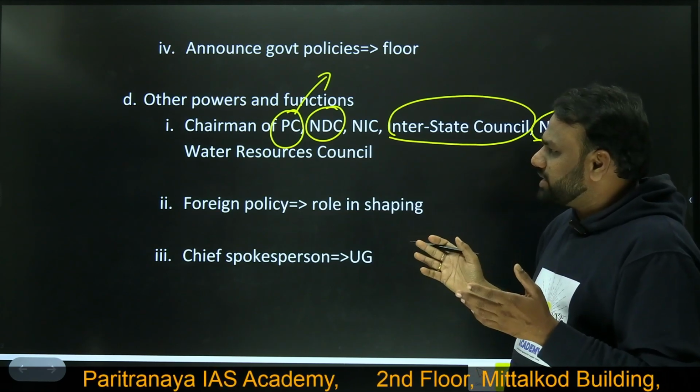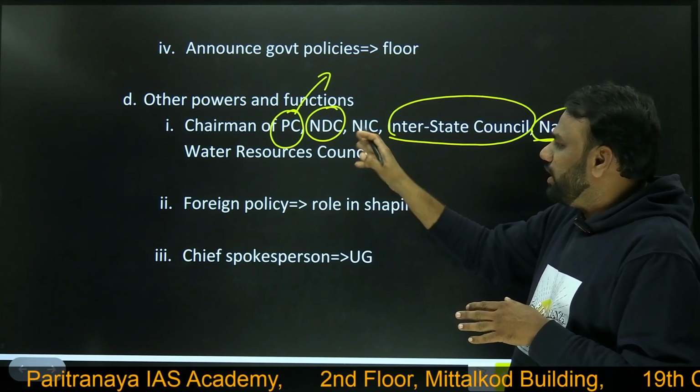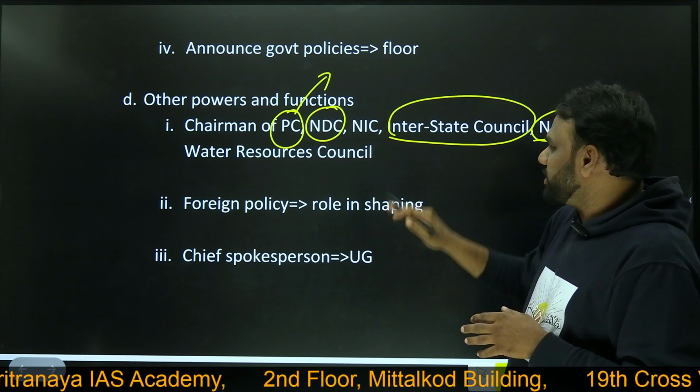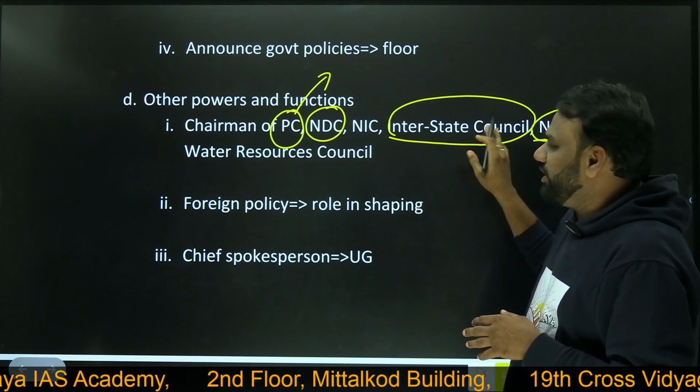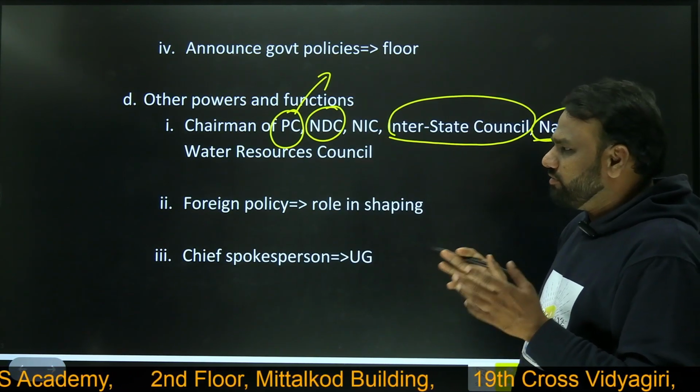Here, what we need to understand is that by default, he was the chairman of the Planning Commission, and he is the chairman of the Interstate Council and all. Detailed discussion we will be having later on.